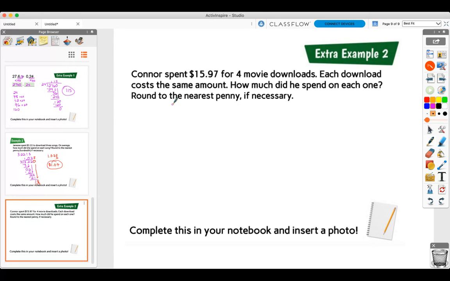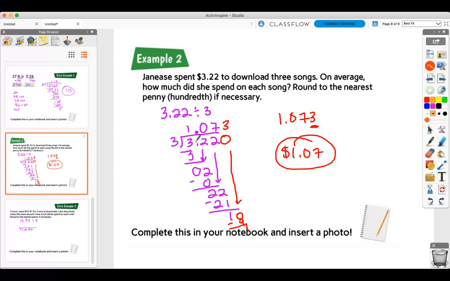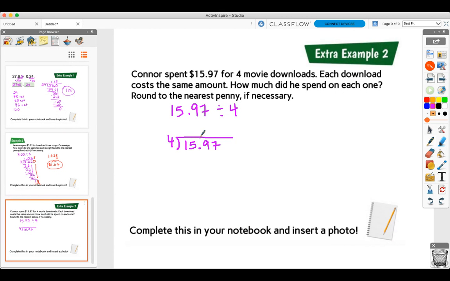So again, this is going to be $15.97 divided by 4. And since your divisor is a whole number, we don't need to move decimals around this time. The divisor goes on the outside, and you're going to have 15.97. And remember, just like the last problem, you have a decimal in the middle of your dividend, so you just put it right above it. So this is going to go right above it here.